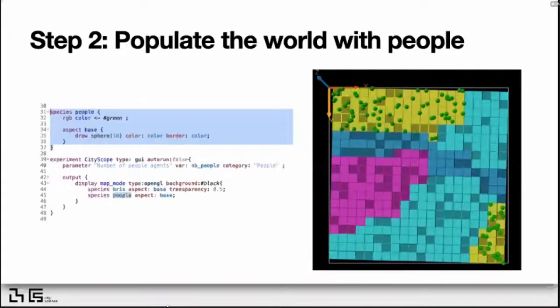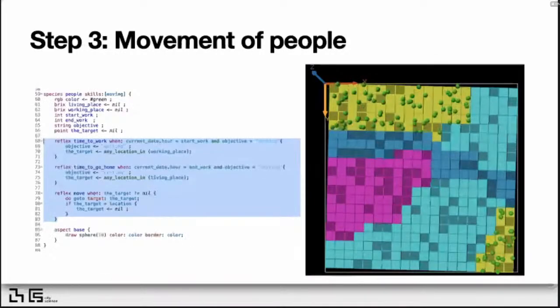Step two, place people in residential cells. This is very straightforward. If you have ever completed the road traffic tutorial, you realize that all you do is change the building species for the brick species here, because you're not dealing with buildings anymore. You're dealing with these cells in the Cityscope table.